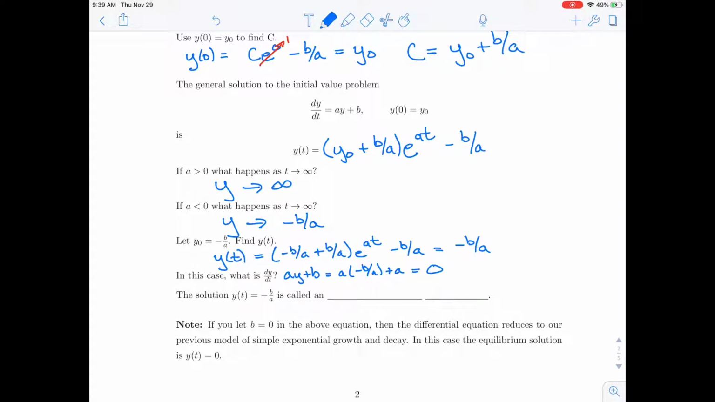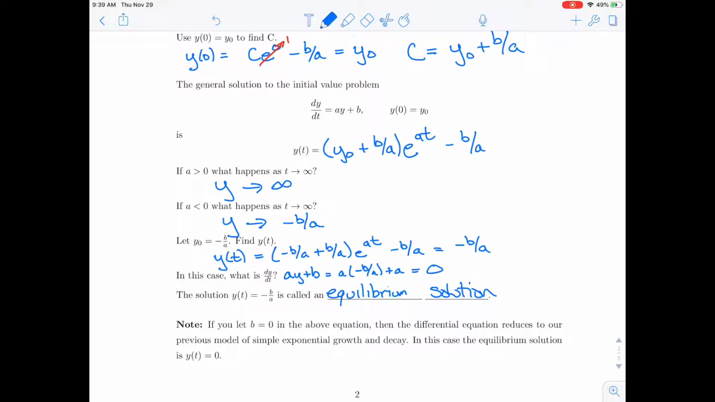y of t being minus b over a is called an equilibrium solution. Equilibrium meaning no change. So if we think back to that concentration of a drug problem, if we start at some concentration, minus b over a, then we're going to remain at that concentration for all time.